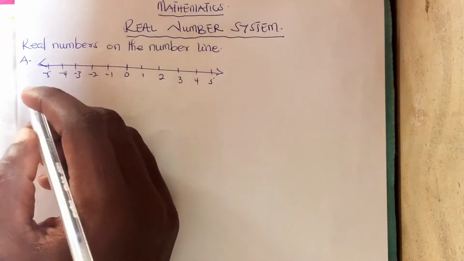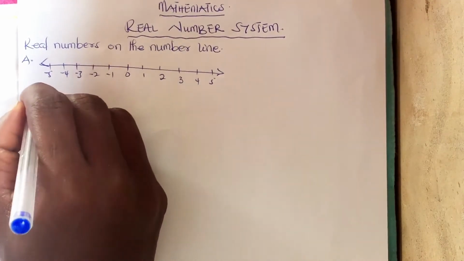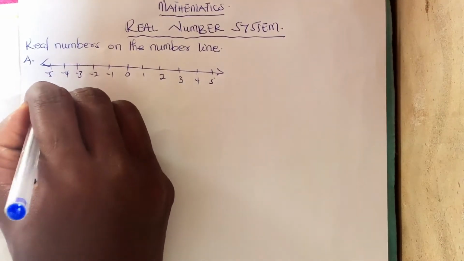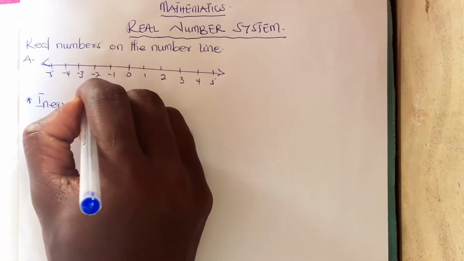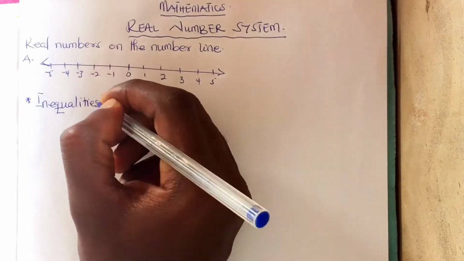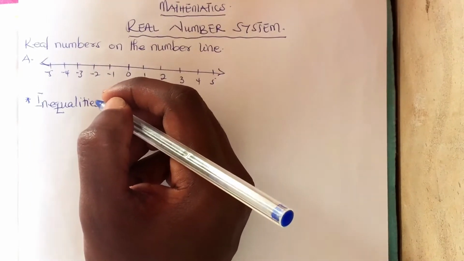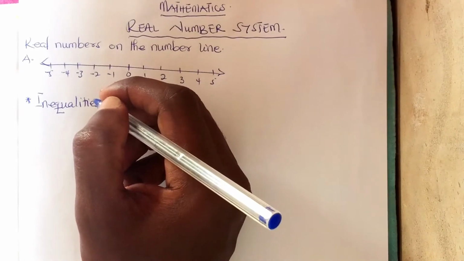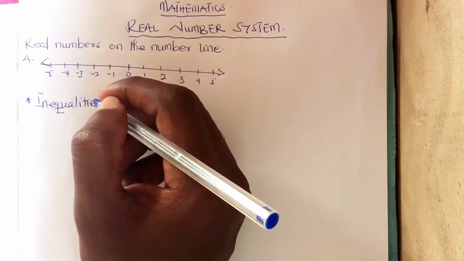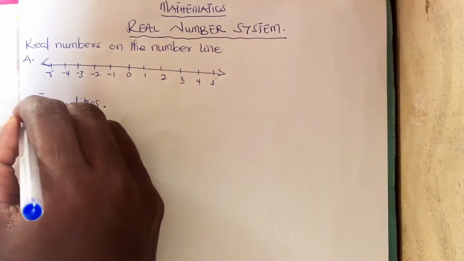The next is inequalities. When I talk about inequalities, it's the use of operation signs of which equal to is not part. So using less than, greater than, less than or equal to, or greater than or equal to. So let's list them. We have less than.